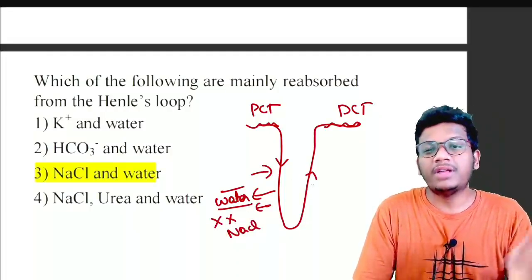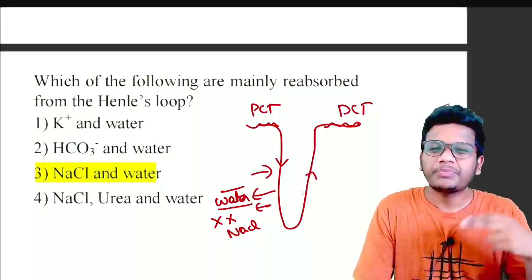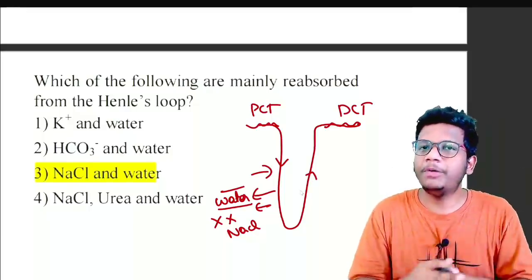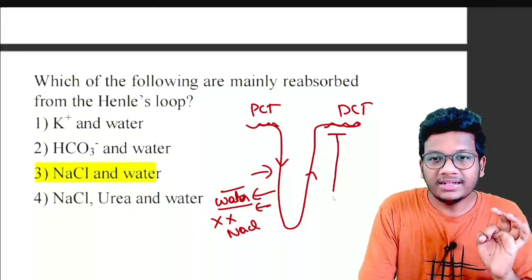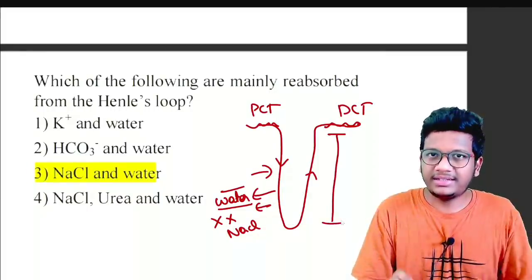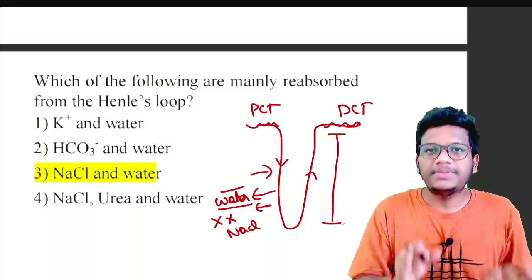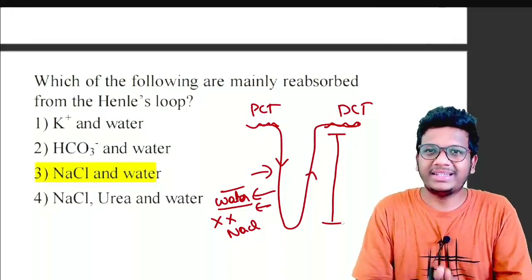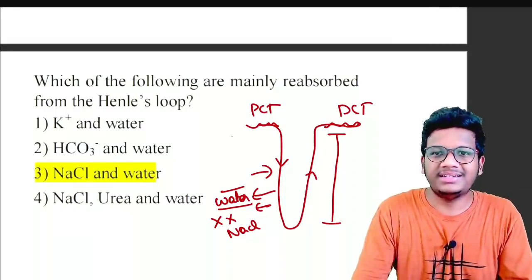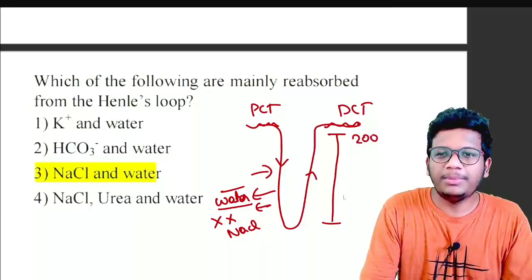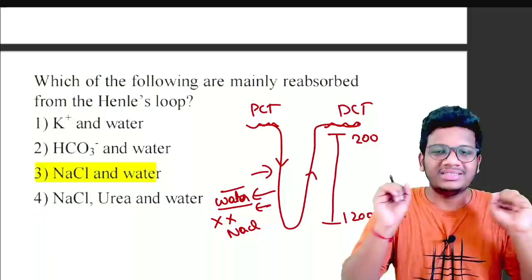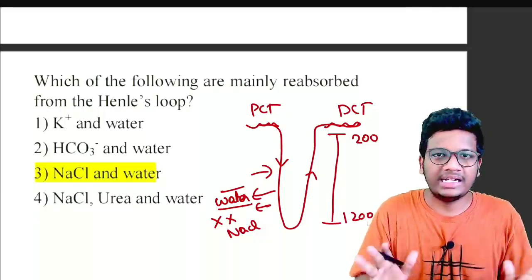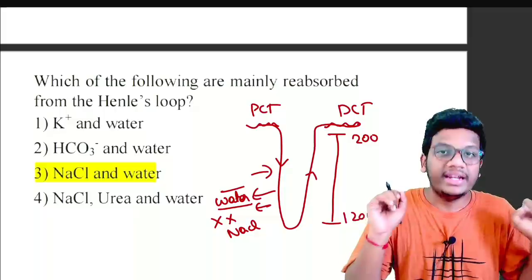But in the ascending limb, it is exactly reverse. It is permeable to salts but impermeable to water. Super. This helps in the maintenance of the concentration gradient in the medullary interstitium. It starts at 200 here and ends at 1200 down here. It's very important. Note it down. This is with the help of the counter current mechanism, guys. Okay, got it? Any doubts here?